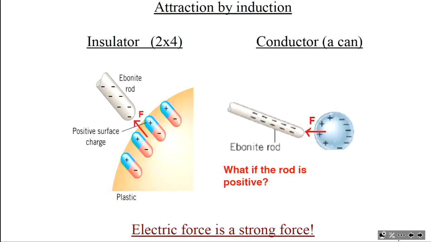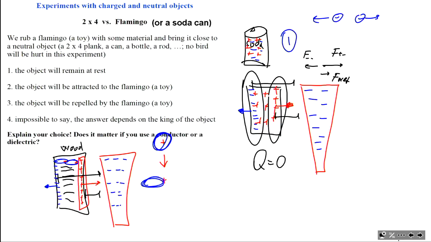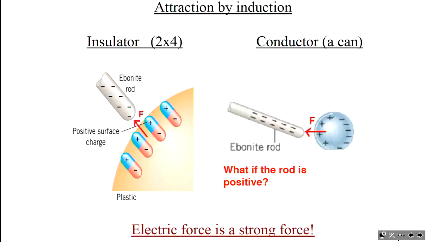Well, these are pictures which you can understand. You couldn't understand these, of course. So how do we attract an insulator? How do we attract a conductor?